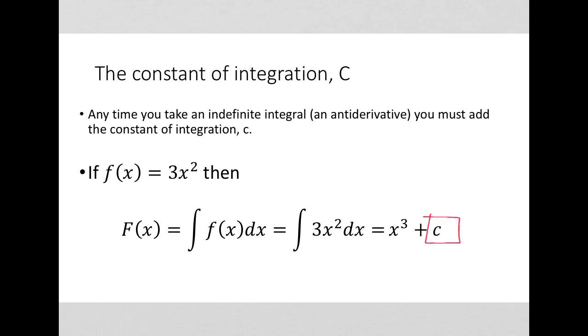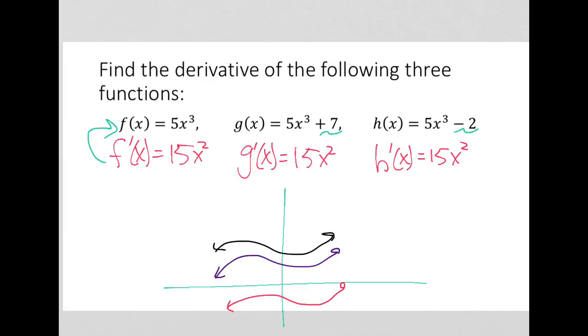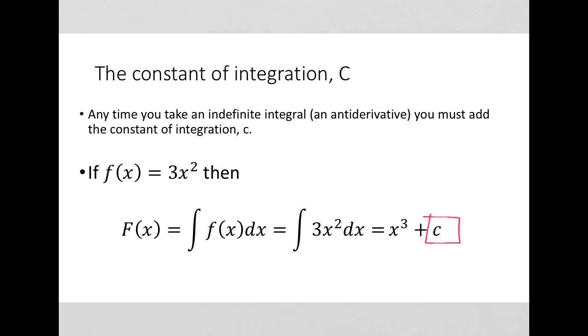the constant of integration. If we integrate the function 3x squared, we will get x cubed plus that c, that constant of integration. And that c is accounting for the fact that we have infinitely many graphs that we could end up with, either shifted up or down. We don't know which, so we say plus c to represent all of them.